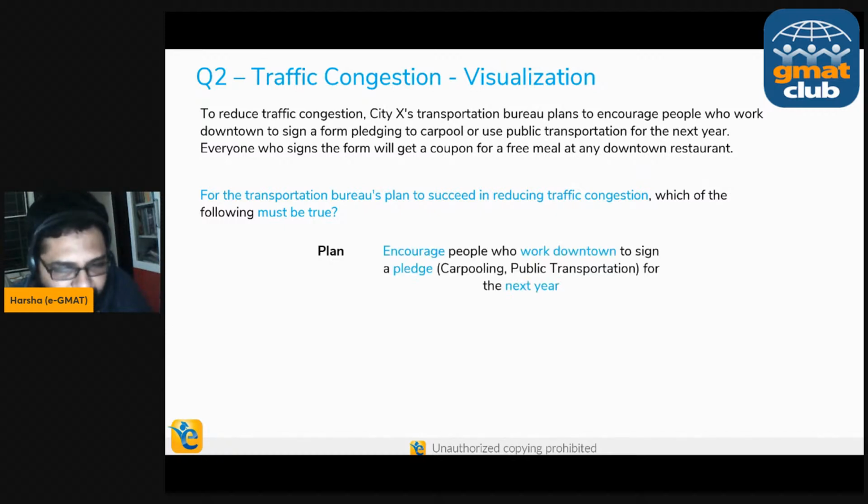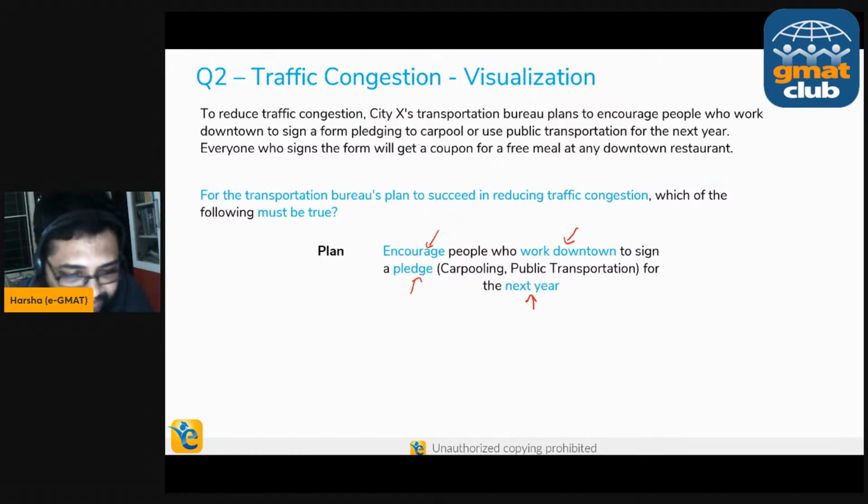What is this plan? You're encouraging people who are working in this place called downtown to sign a certain pledge that they will do carpooling and public transportation for the next year. Now, each of these points is important. If you're reading it like a storybook, some of these aspects may not even register in your brain. You might be reading it, but your brain may not be processing it. I'll show you why this is important.